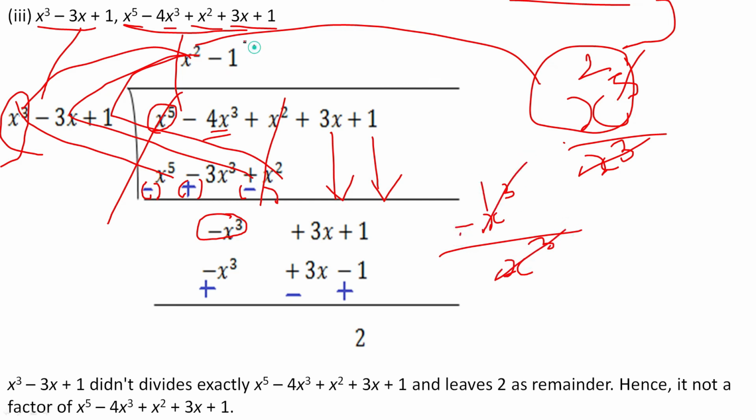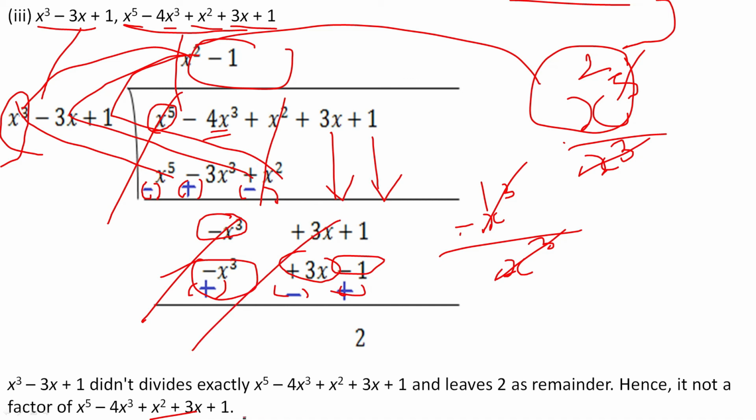So minus 1 multiplied with this, you will get minus 3 minus x power 3 plus 3x minus 1. Change the sign: plus, minus, plus. These two will get cancelled. 3x minus 3x will get cancelled. Plus 1 and plus 1 will get a 2. Here in this case the remainder is 2.